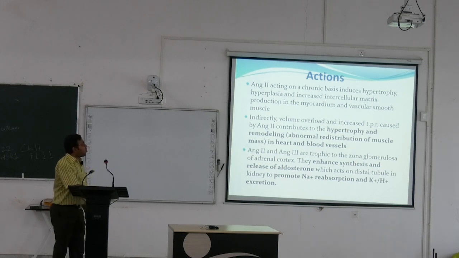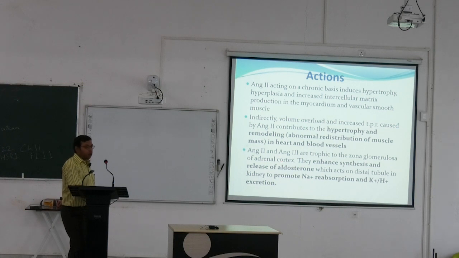Angiotensin 2 and 3 are trophic to the zona glomerulosa of the adrenal cortex. They enhance synthesis and release of aldosterone. Already we have read about aldosterone in the diuretics chapter. This aldosterone acts on the distal tubule of the kidney. The main actions of aldosterone are to promote sodium reabsorption and potassium and H+ excretion.